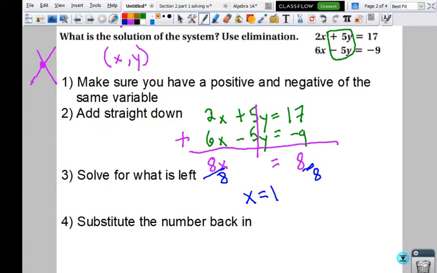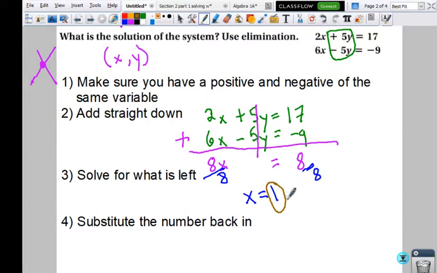Have I found y yet? No. But it's not super tough to find y, because what I'm going to do, and we did this actually in substitution, is substitute this number back in. So this is an x, right? I'm going to take x equals 1, and put 1 in here for an x. It doesn't matter which one.